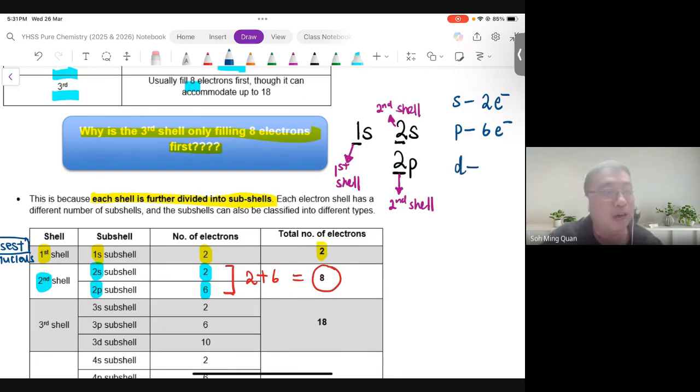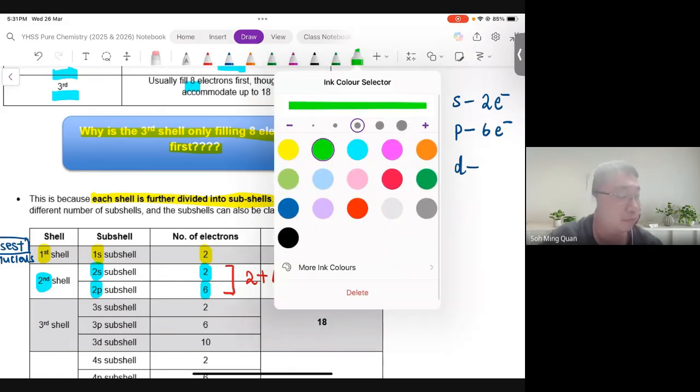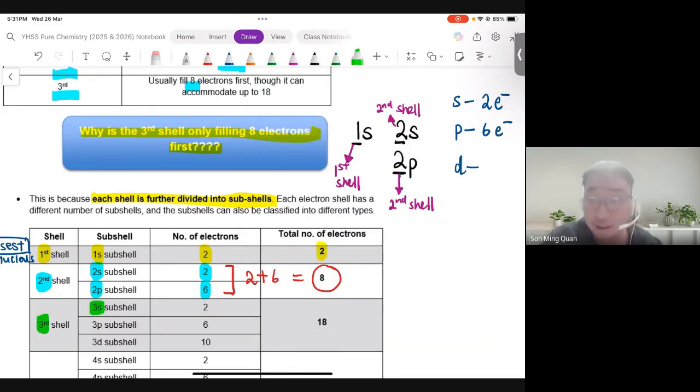All right. So now if we go to the third shell, the third shell has a 3s, 3p, 3d. The third shell has 3 subshells. That makes sense. First shell, 1 subshell. Second shell, 2 subshells. Third shell, 3 subshells. All right. 3s holds 2 electrons. 3p holds 6 electrons. Let's look at 3d. 3d holds 10 electrons. You can clearly see a number pattern here, right?